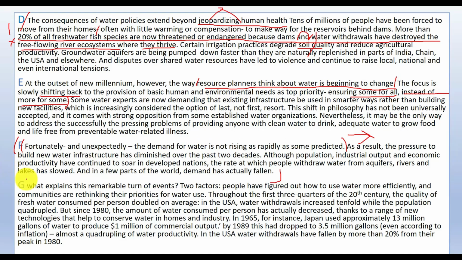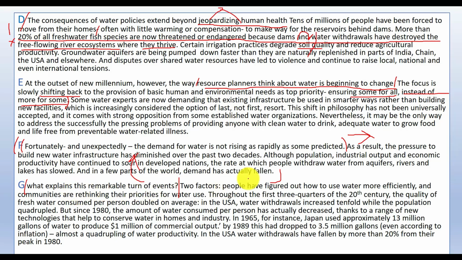Paragraph G. What explains this remarkable turn of events? Please be careful that this paragraph again refers to the previous paragraph. What explains this remarkable turn of events? Turn of events is about the demand not rising rapidly as some predicted. Okay, it's about a downward trend. It's about a surprising downward trend. So what explains this remarkable turn of events? We also had an explanation clue.